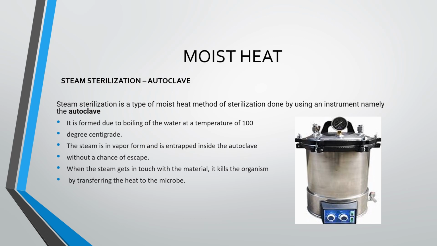Due to this, the steam which gets in contact with the material, the food material or any material, kills the organism which is present on it by entering into the cells of the organism and degrading the cells. This steam which gets in touch with the material kills the organism by transferring the heat. The vapor which contains the heat is transferred into the microbe, and hence the microbe cannot tolerate such high temperatures, hence it is killed.